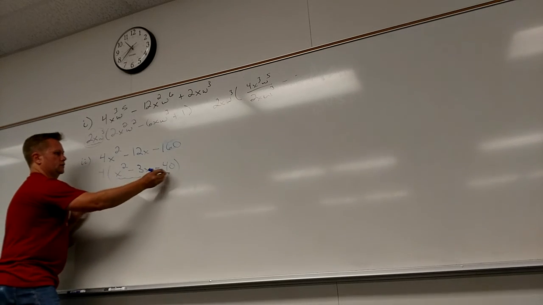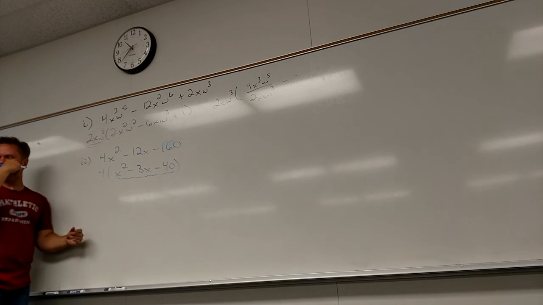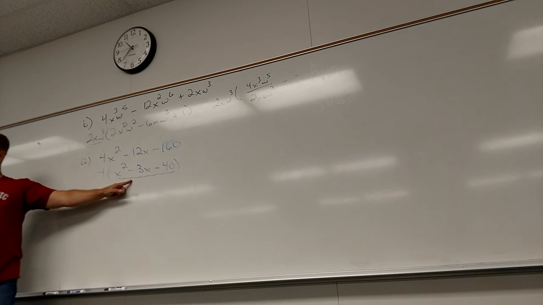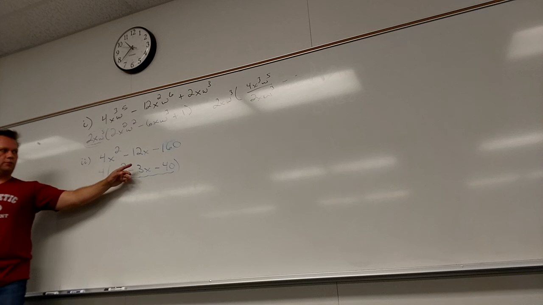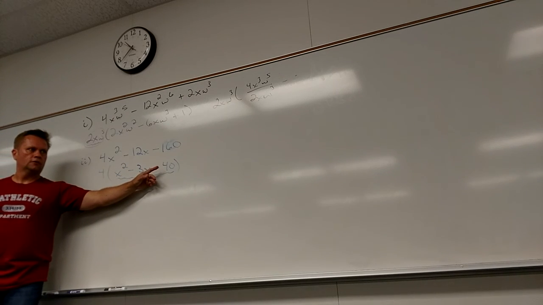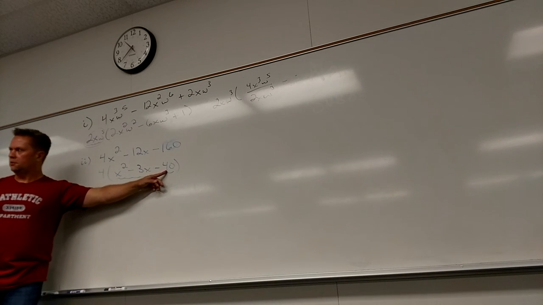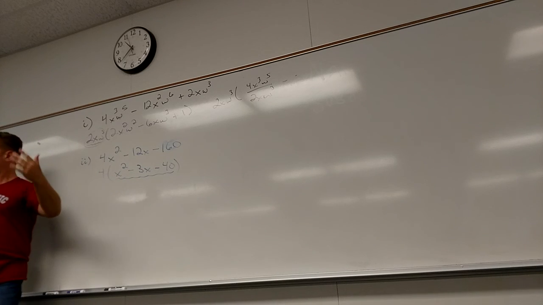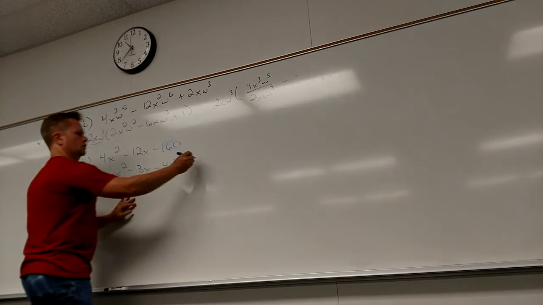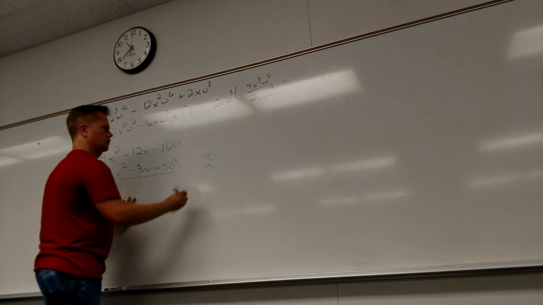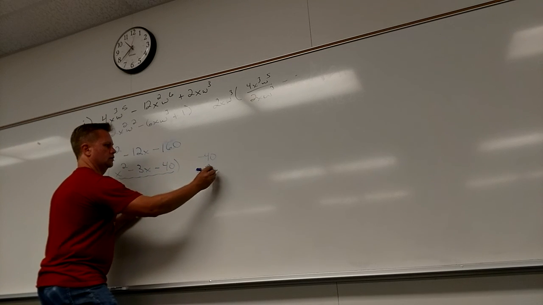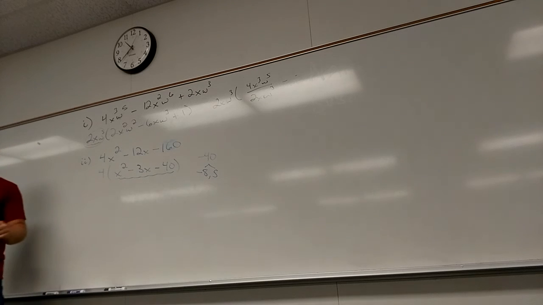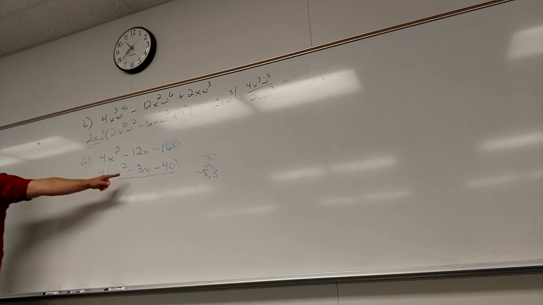Now, what do I do with this? Yeah, now this is really your traditional factoring problem, right? You need 2 numbers that multiply to negative 40 and add to be negative 3. Now, does anything work? Negative 8, positive 5. Yeah, so negative 8, positive 5. Multiplies to be negative 40, adds to be negative 3. Is that cool?